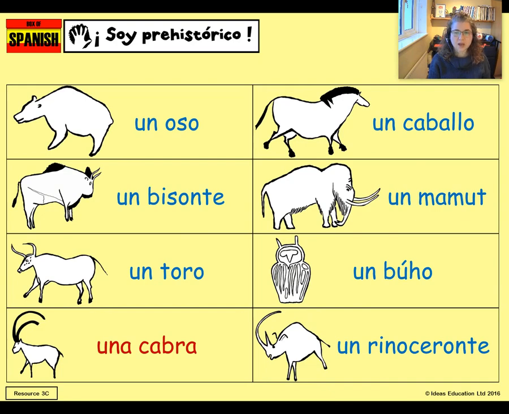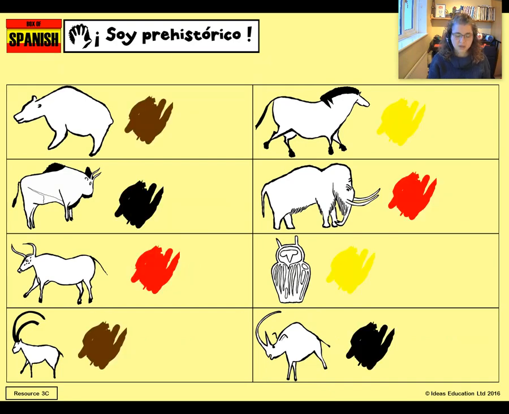Now, let's put some colours with those animals. And can you remember how we can do a description of the colour that the animal is using, de color, and then putting the colour on the end? Let's have a go. So first of all, we want to say a bear of the colour brown. So how will we do that? Un oso de color marrón. Un oso de color marrón, a bear of the color brown.